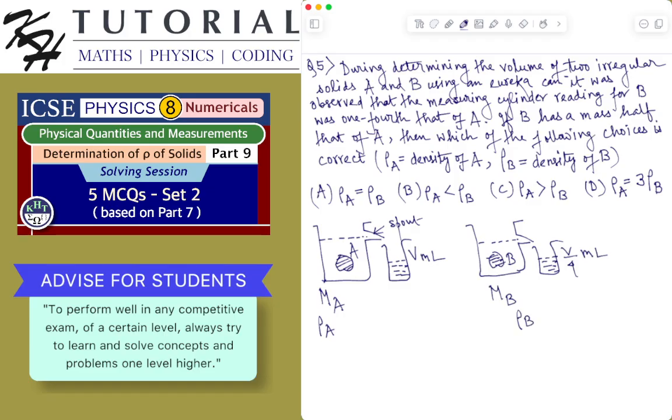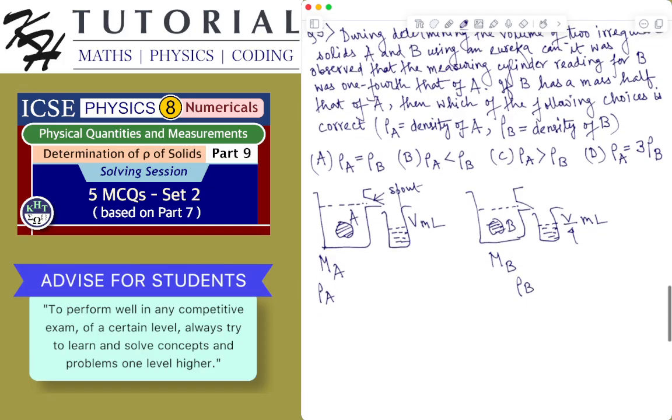So now what is the question? If B has a mass half that of A, which means that MB is equal to MA by 2, then which of the following choices is correct? Rho A is equal to rho B, rho A is less than rho B. So we have to find how rho A and rho B are related to each other.